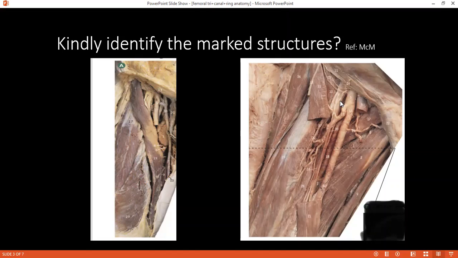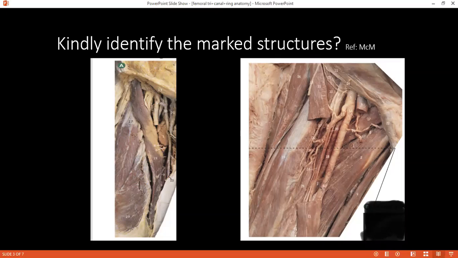Okay. And what is this one next to 6? 7 is the femoral nerve. Which muscle is this? That is the adductor longus muscle. 17, please. Pectineus muscle. Good. Considering the boundaries, the femur is the floor. Yes, exactly. Good.